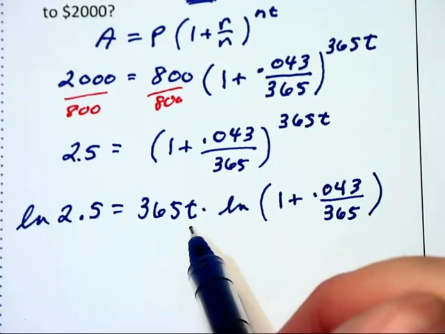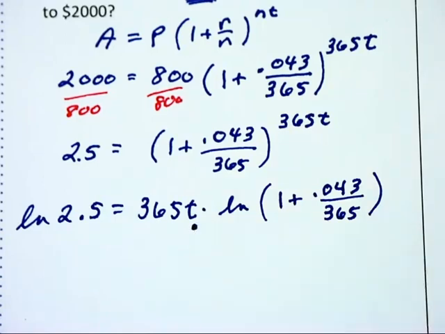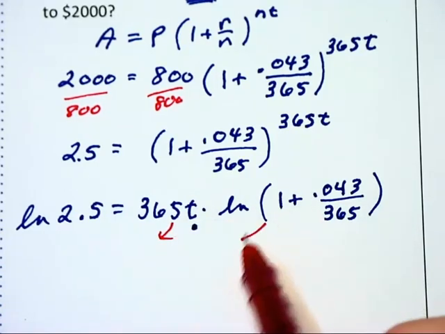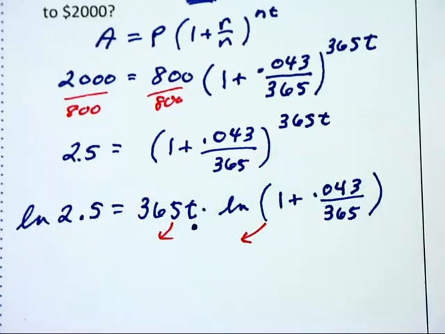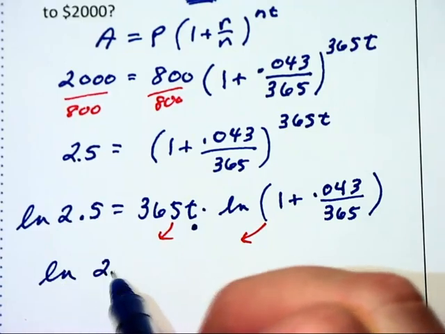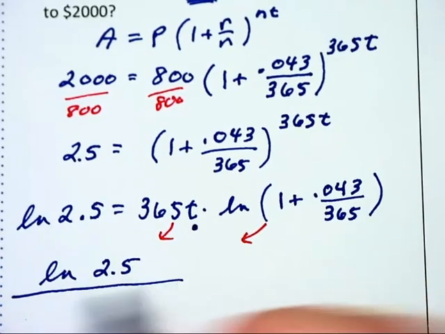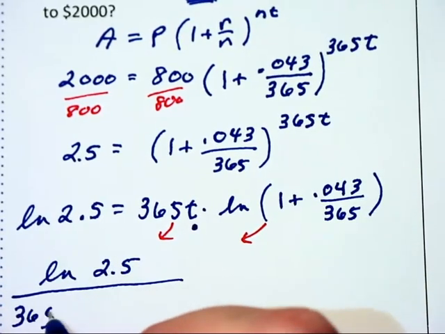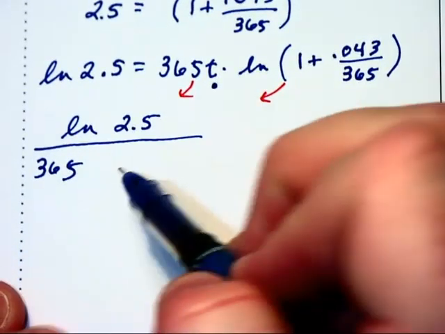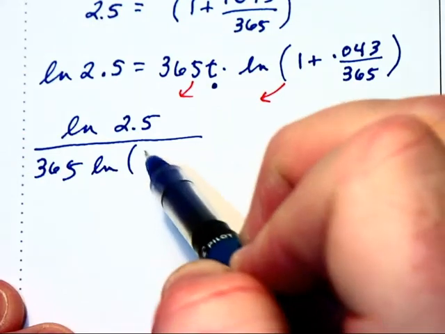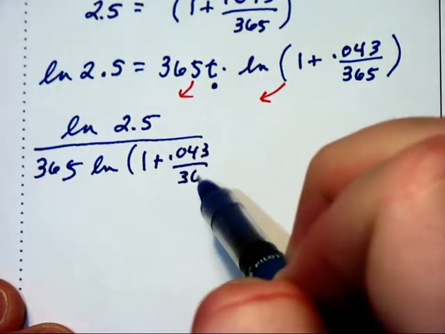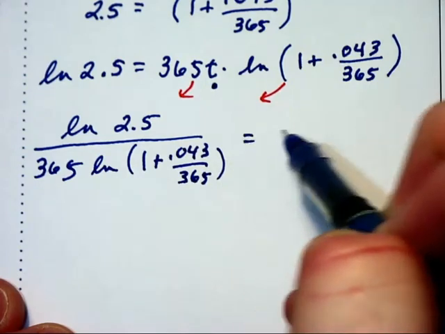Now we see that the t is on the right hand side, and it's multiplied by the rest of these terms, so the rest of these terms need to be divided off. On the left side we will have the natural log of 2.5 divided by 365. Let me slide this up for you. 365 times the natural log of 1 plus 0.043 over 365 equals t.